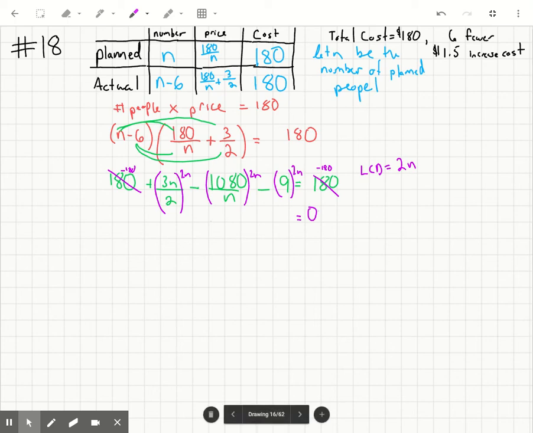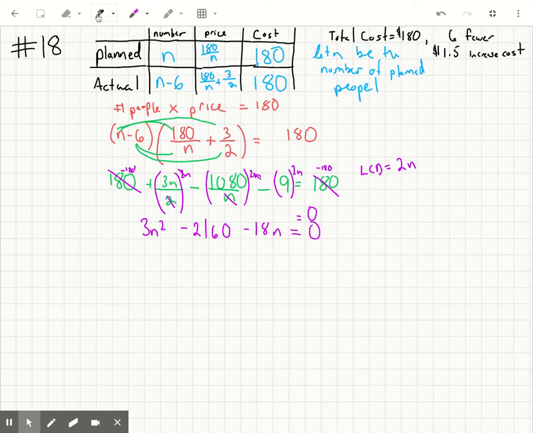Zero, then we'll have to do that there. All right, so then let's see what cancels. So 2 and 2. So we'd have 3n squared. Here the n's cancel, so minus 2,160. And then that's going to be minus 18n. Oh, that doesn't line up. Let's get the eraser out and fix that. All right, oops.